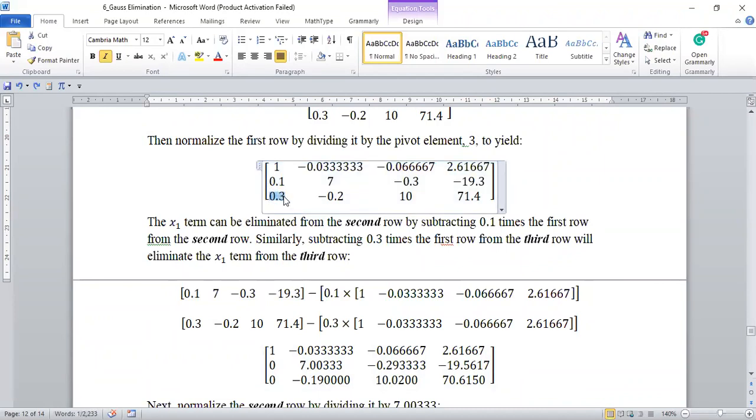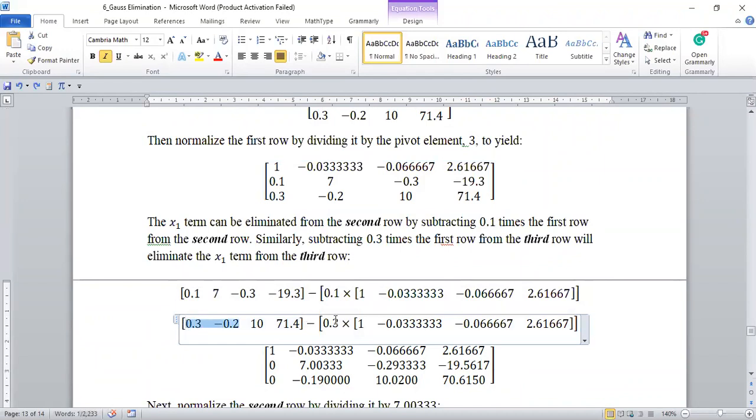So you're going to use the same strategy. Since it's this 0.3 we want to zero out, you multiply the first equation by 0.3. Then the result of it, you're going to subtract from the third row. So when you subtract this from this, this is going to turn to 0. This one is going to turn to 0.